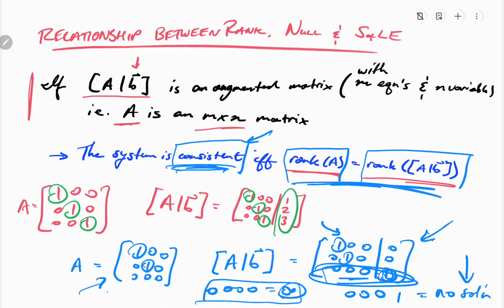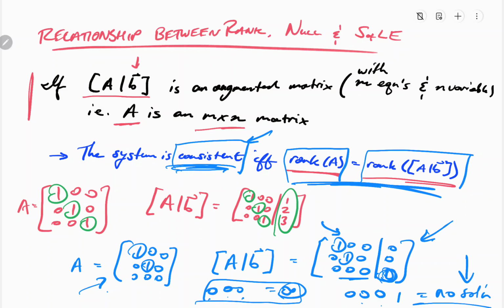Hang on a second. So this one has 3 leading ones, and then here at the bottom, we have a row of all zeros and then a 1 at the end. And I can't have 0x plus 0y plus 0z equaling 1. That can't really happen. That's why there's no solution. But I can have 0 this plus 0 that plus 0 this equaling 0. So that should be fine. I have an extra 0 there.